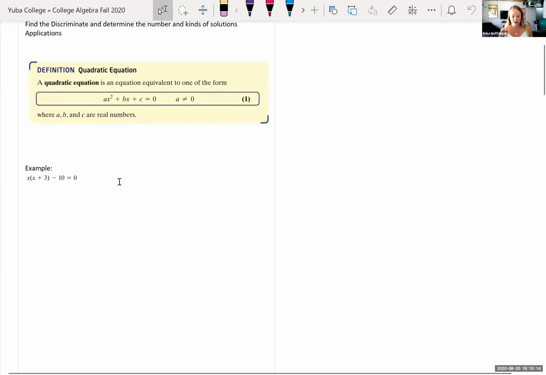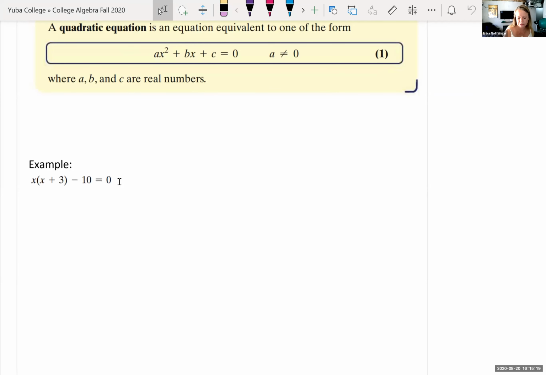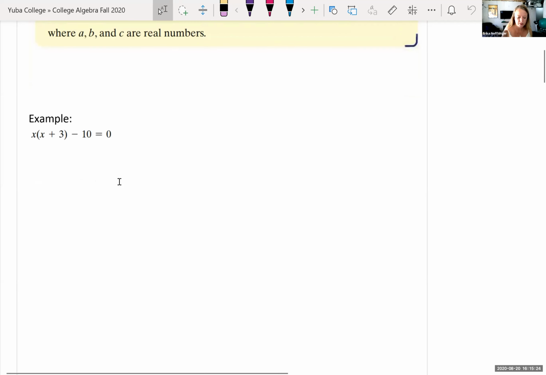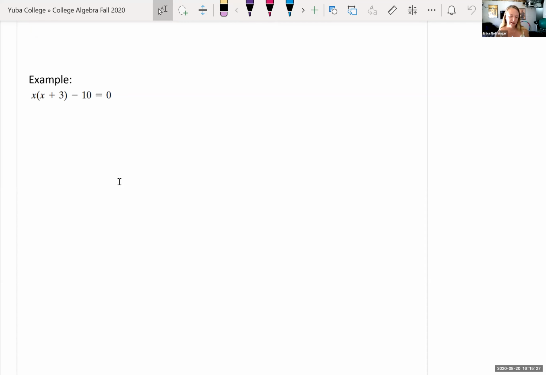Okay, so for this example, we have the problem x times the quantity x plus 3, and then minus 10 equals 0. Same thing as with linear equations, it might be useful to distribute and simplify. So that's the first thing that I would do there. I notice I can distribute this x inside the parentheses of the quantity x plus 3. So x times x gives us x squared, plus x times 3, so 3x. And then outside the parentheses, let's bring down the minus 10 equals 0.